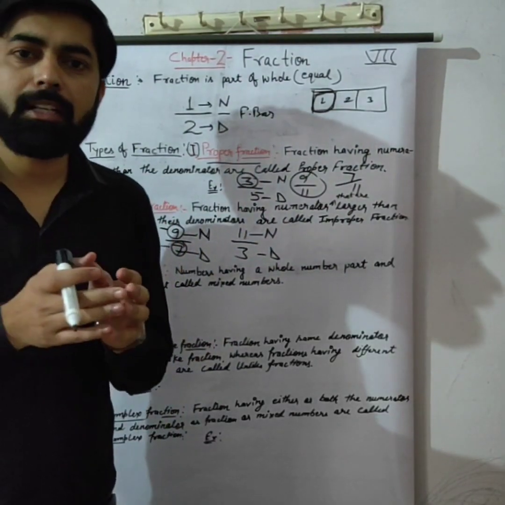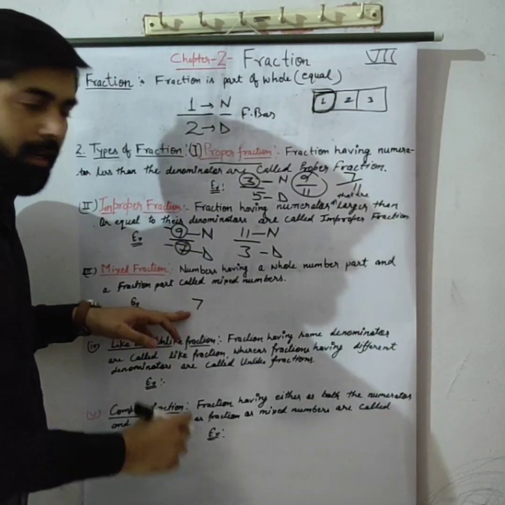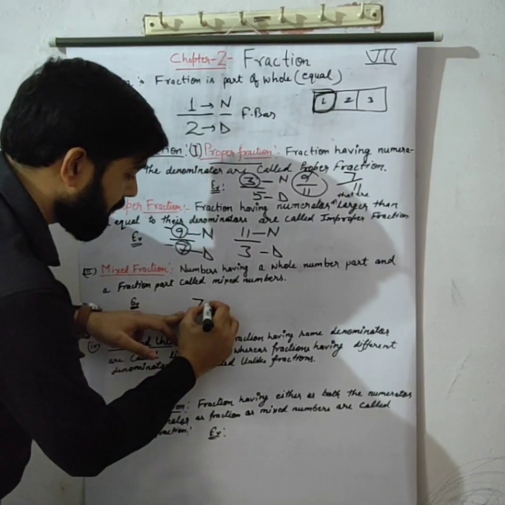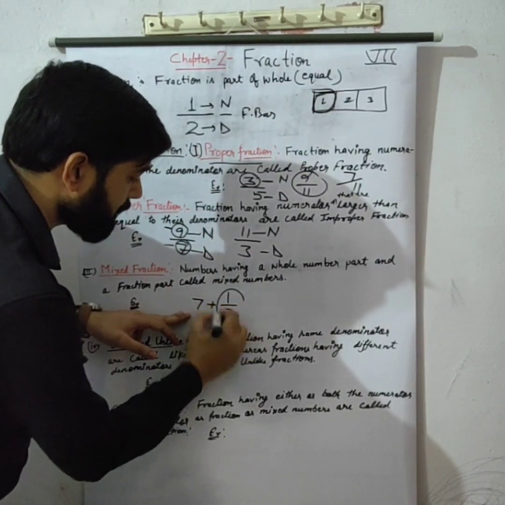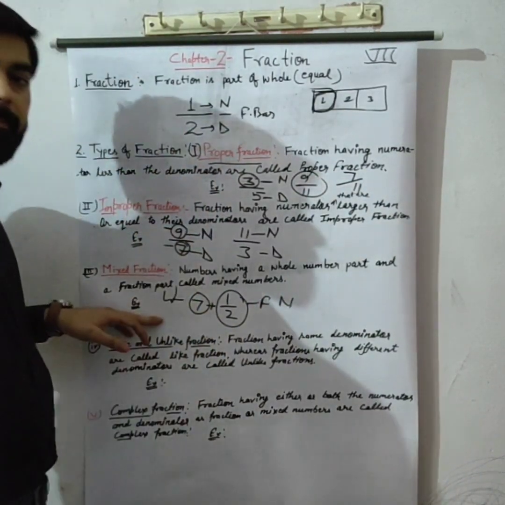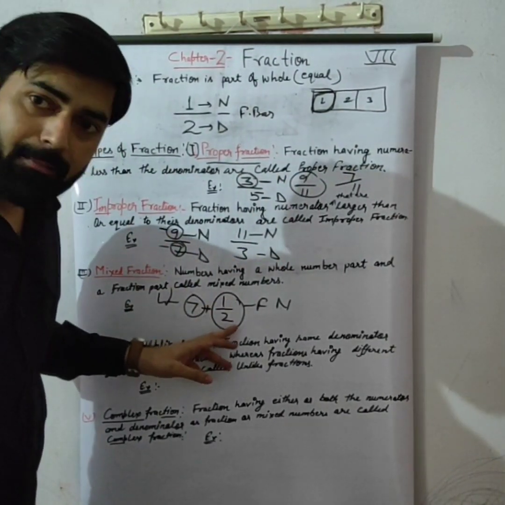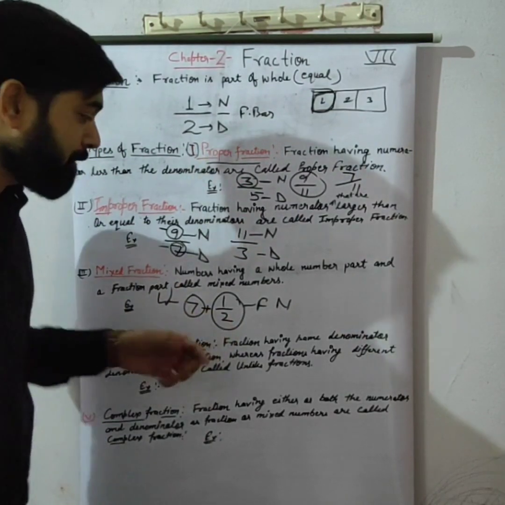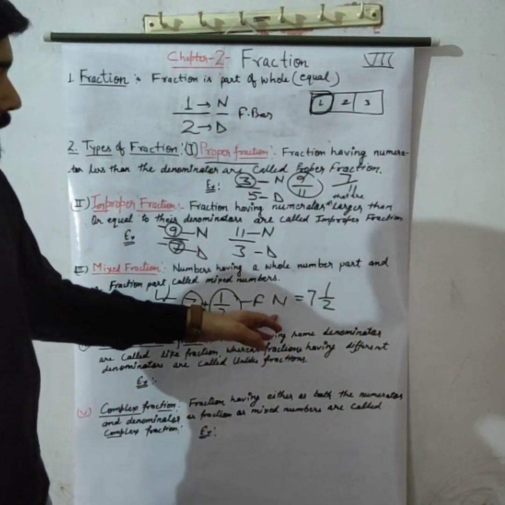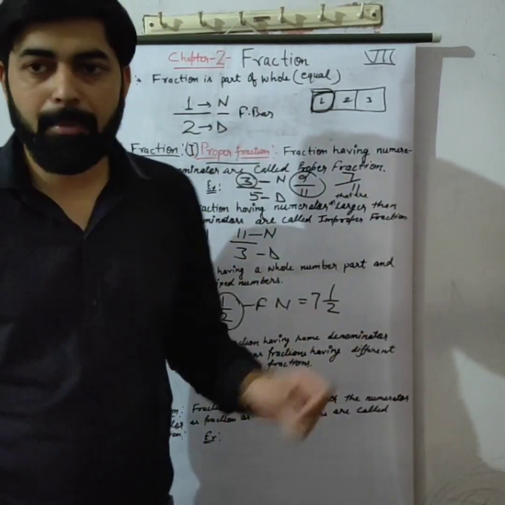When the natural numbers include 0, they are called the whole numbers, like 7. A whole number part and a fraction part together are called a mixed fraction. 7 plus 1 upon 2: this is the fraction part and this is the whole number. When we have a whole number and a fraction part together, it is called a mixed fraction, and we can write it as 7 and 1 upon 2. You can read it as 7 and 1 upon 2.